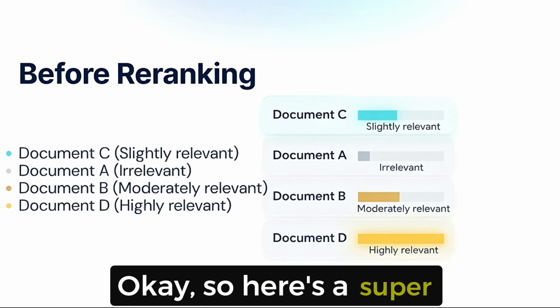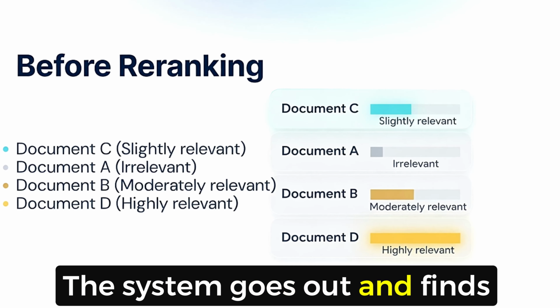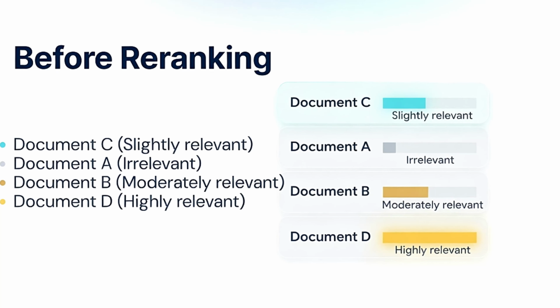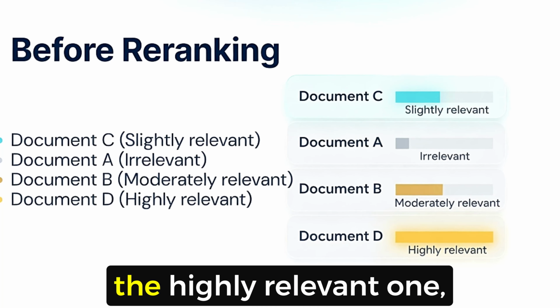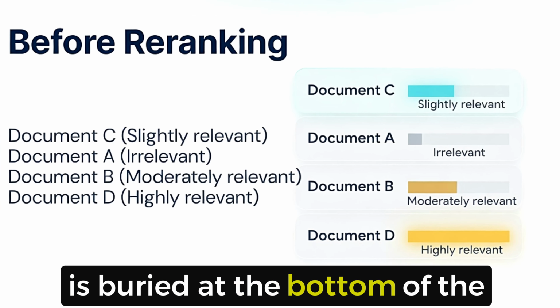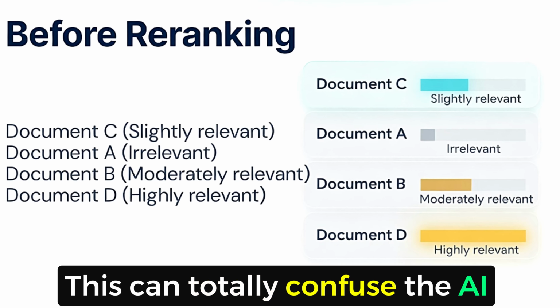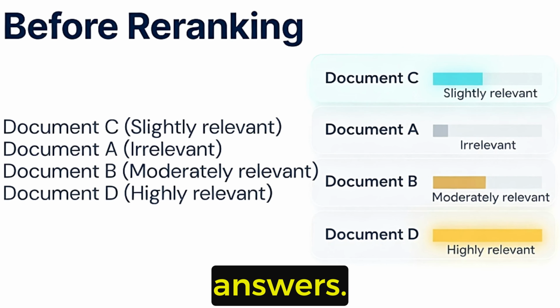Okay, so here's a super common problem. The system goes out and finds a few documents to answer a question. But look, the most important one, the highly relevant one, is buried at the bottom of the list. This can totally confuse the AI and lead to some pretty weak answers.